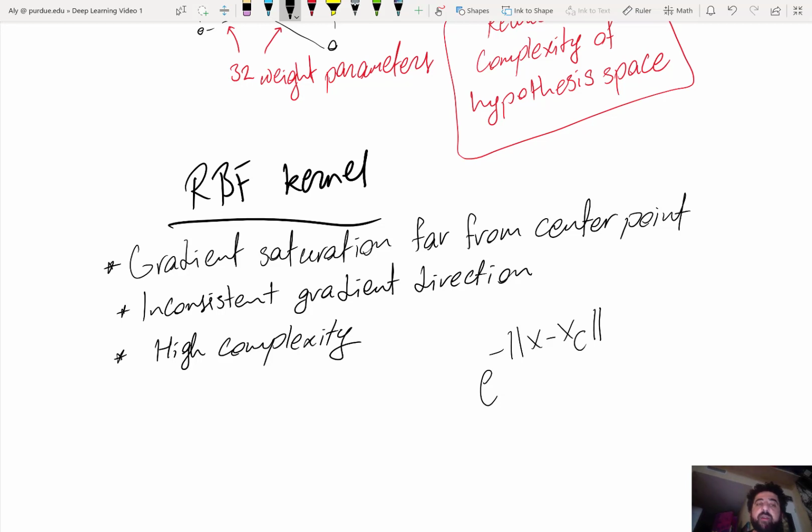And also with gradient-based learning, this is not encouraged at all, because there is gradient saturation due to having an exponential. Far from the center point, the value of the exponential almost flattens out. So gradient-based learning becomes very difficult. And also in the active region, you have inconsistent gradient direction, because the exponential changes very quickly, so the gradient direction can change as well.